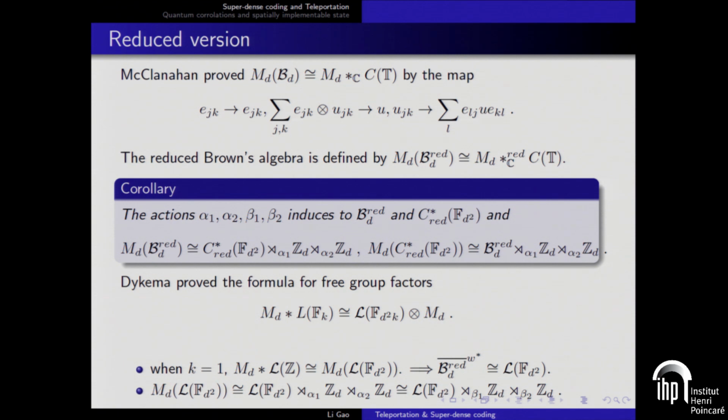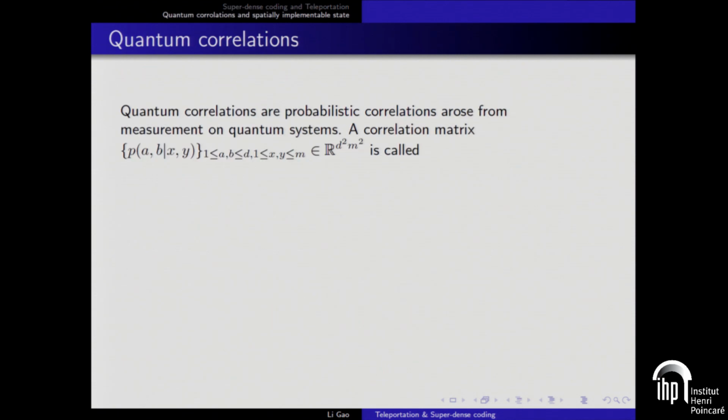Okay. Then I'd like to move to my second topic, with some applications of these isomorphism results related to quantum correlations. Quantum correlations are probability correlations arising from measurements on quantum systems. Now we consider bipartite quantum systems. Then a correlation matrix, as we have seen from the last talk, is written in this conditional probability way. That is a collection of real numbers.